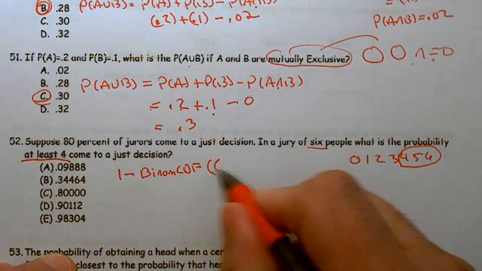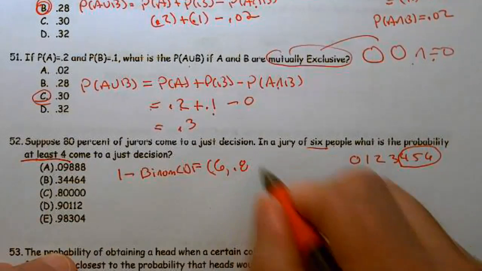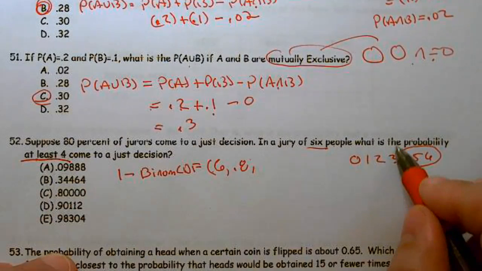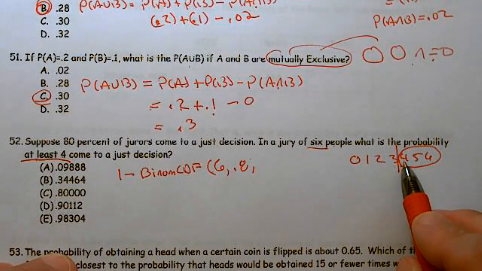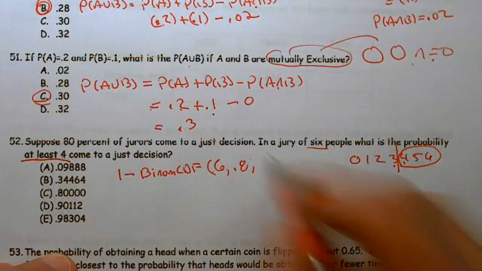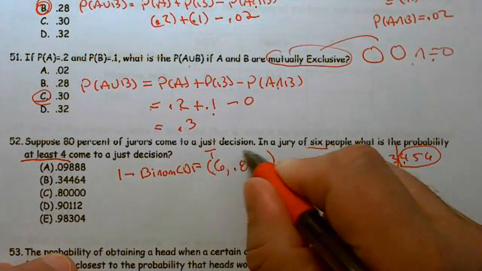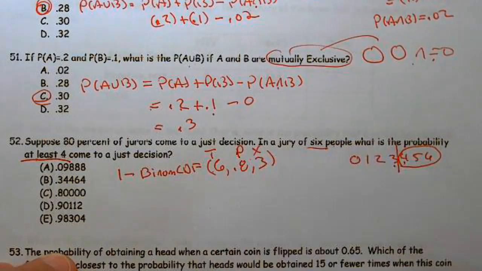Trials is 6. Probability is 0.8, and our X value, we always subtract out what we don't want. Be really careful with that. Subtract out what you don't want. If you wanted a 4, don't subtract it. You don't want the 3, so 3 is our X. So trials, probability, and X.